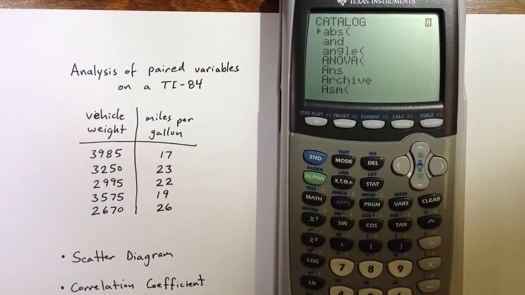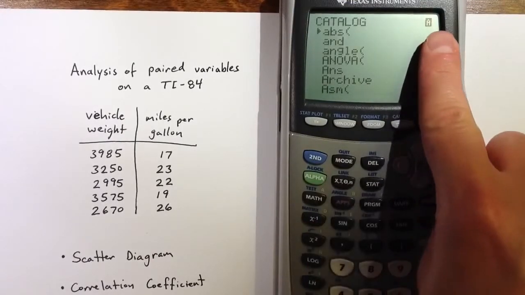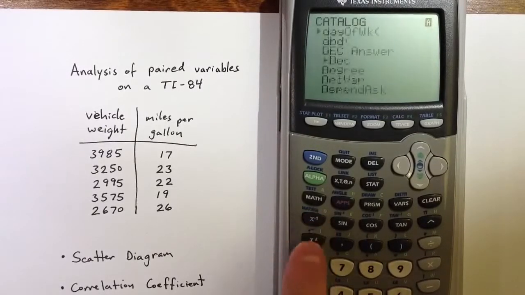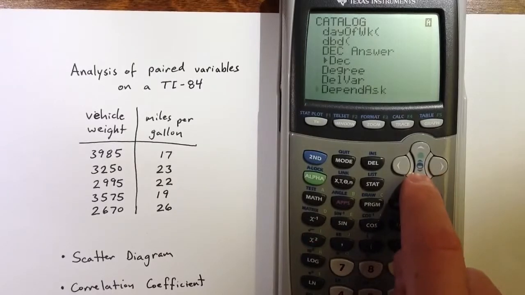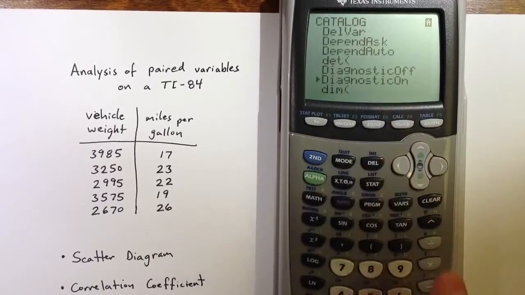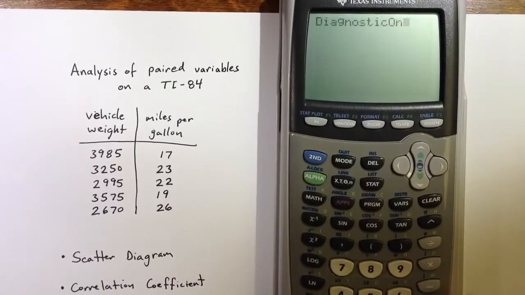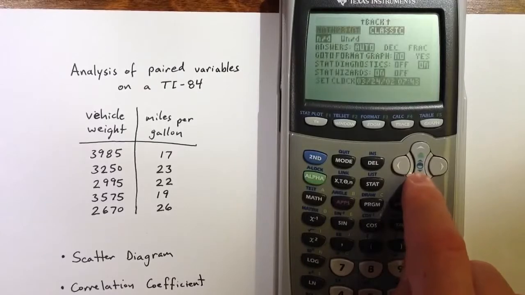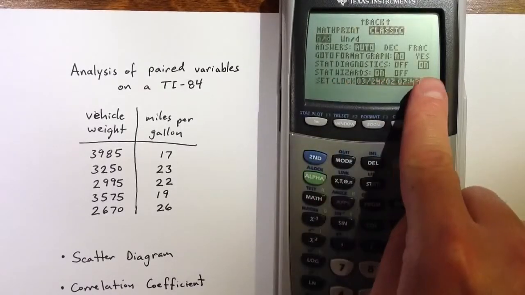This is a list of all the commands, and the command we're looking for is called diagnostics on. So I'm going to press D. Notice that the cursor is set to the alpha setting, so the letter is activated, and I'm going to press the x to the -1 key to choose D. It takes me down to the D's, and then I go down to diagnostic on, press enter, and then enter again to actually do the command. Now if I go back to mode, I can see that the stat diagnostics were turned on.